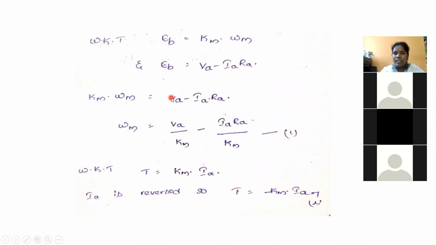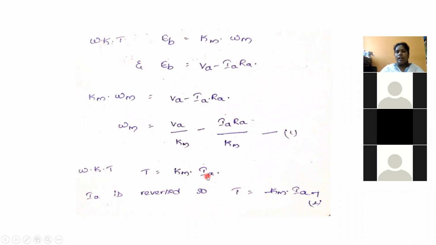It will become Va by Km minus Ia Ra by Km. So it is equation number 1. And second thing, the fundamental formula for the torque. Already you know that torque is directly proportional to the armature current Ia. So you can write it as torque is equal to Km into Ia.